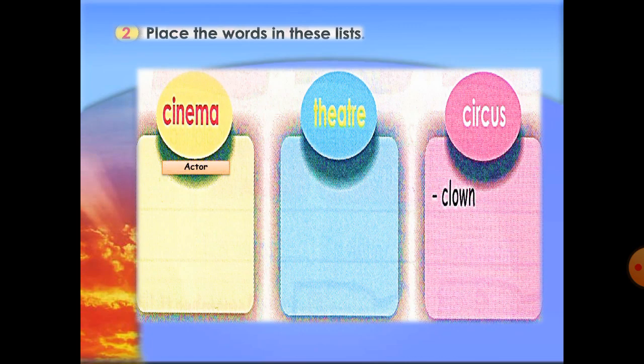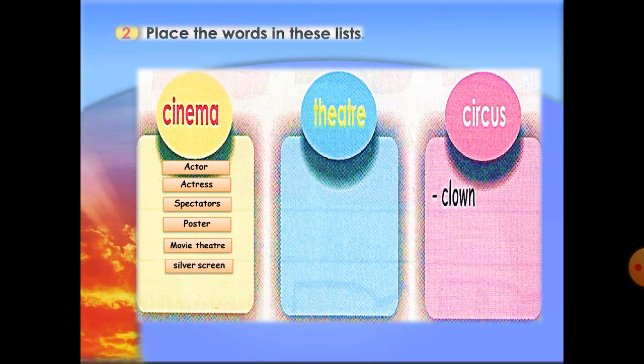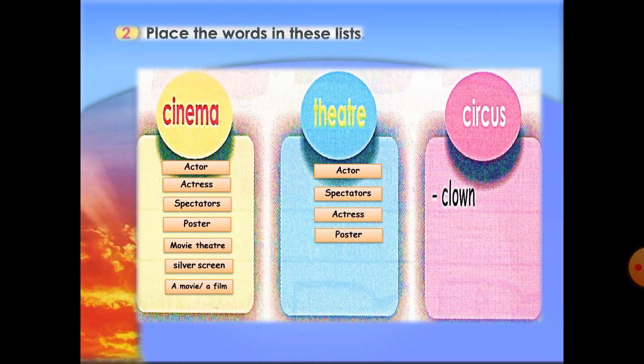Of course, we can have actor, actress, spectators, poster, movie theater, silver screen, a movie, or a film. For the theater, we can have actor also, we can have spectators also, we can have actress, we can have poster, we can have stage, we can have curtain, and we can have a play. So I think I have added more words to each one of these columns. Okay, the last one, we have circus.